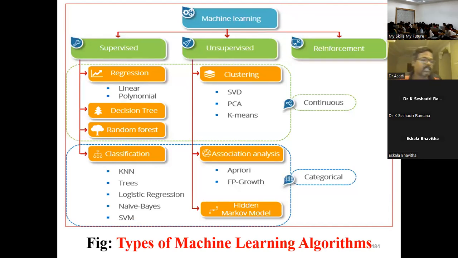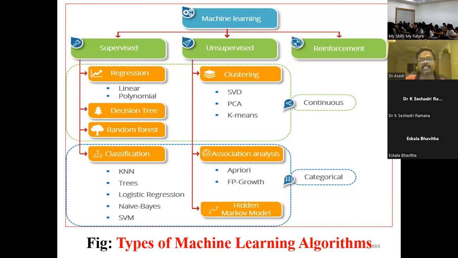Then these are the very famous algorithms under supervised learning. Under regression: linear, polynomial, decision tree, random forest. Under classification: KNN, K nearest neighbor, trees, logistic regression, naive Bayes, support vector machine.